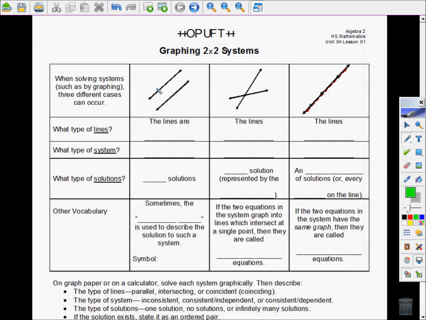So these two lines are called what? Parallel.